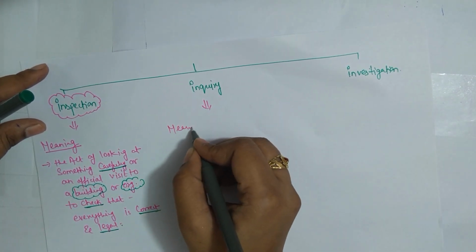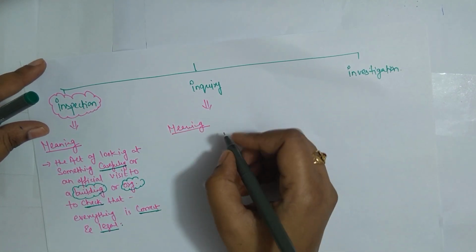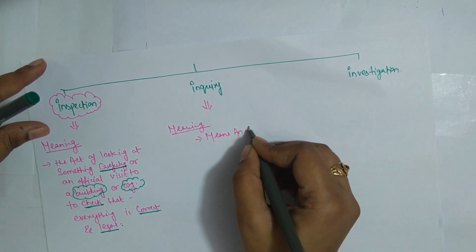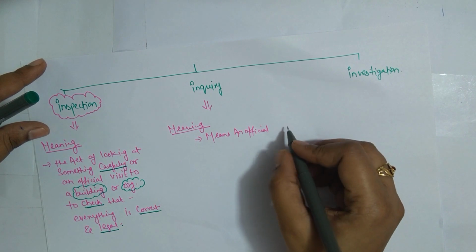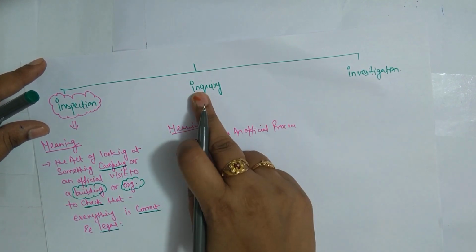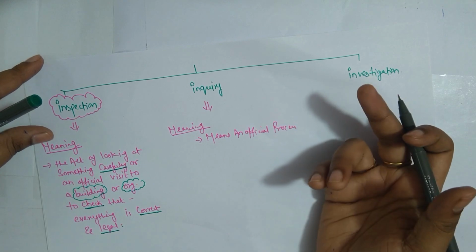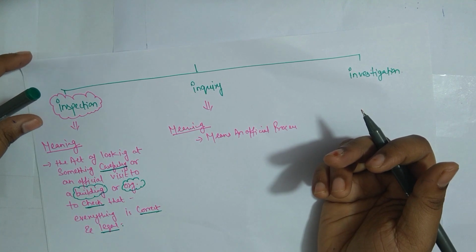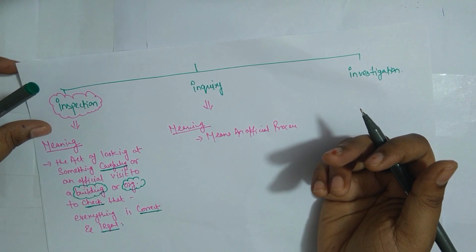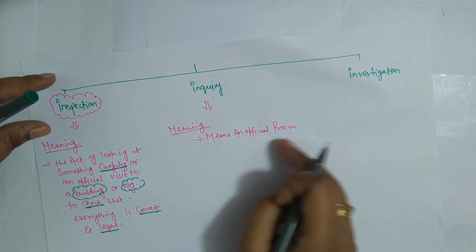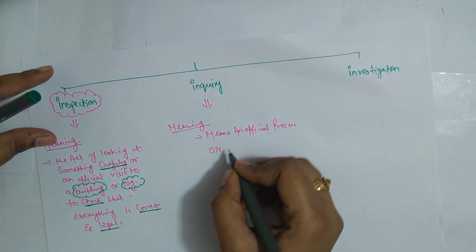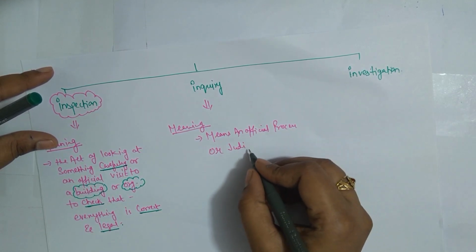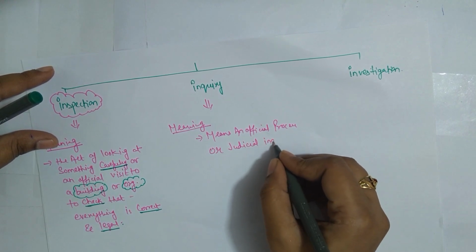So first of all, we are going to discuss the meaning. Inquiry again means an official process. Inquiry means to inquire, means to ask, means you have an official notice or an official right that you can ask anyone related to the respective topic. So this is an official process, or you can say a judicial inquiry, which is given by your judicial process.